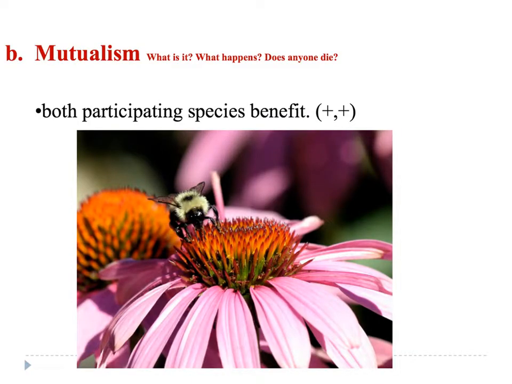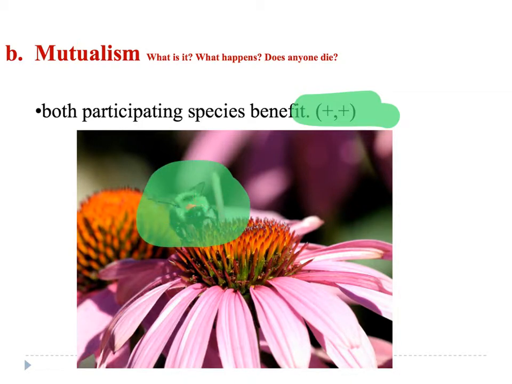Next example of symbiotic relationships, or living closely together, is mutualism. It is a really easy concept. It's a mutually beneficial relationship, so both species benefit from the relationship. It's plus plus, right? The bumblebee gets a source of nectar and pollen for food, and the flower gets pollinated, and both benefit from that relationship.